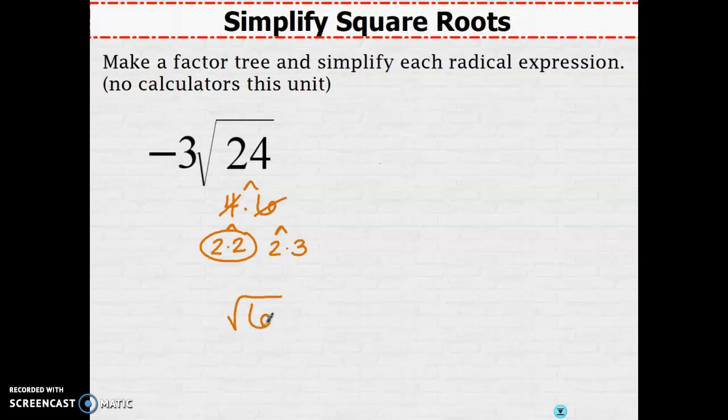What I'm bringing outside is a 2, but then this is where 2 would really get multiplied by the negative 3 coefficient that was outside the radical. So I'll have a negative 6 on the outside and square root of 6 on the inside. Okay? So don't worry about a coefficient until the very end, and we'll just multiply that by whatever comes out of our radical when we simplify.